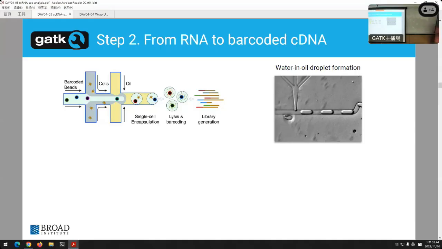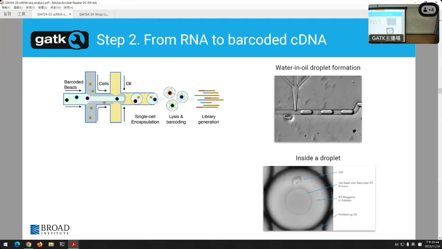And they also get something called a UMI. We'll talk about that a bit. But the nice thing here is you can now tell which RNAs come from the same droplet, from the same cell, because they all have the same barcode. Here's an example of what that looks like. There, you can see the cell inside a water droplet with your little bead. Pretty cool, right?